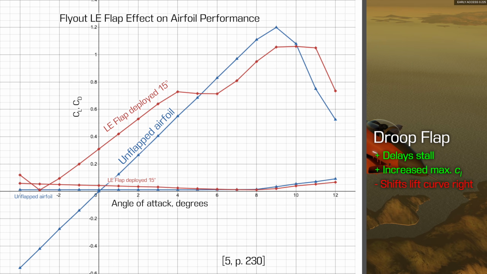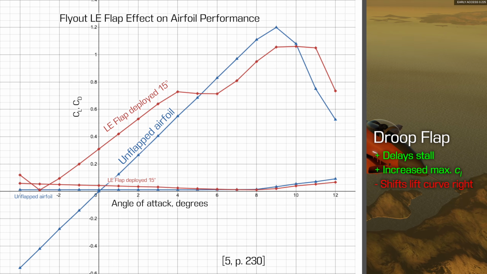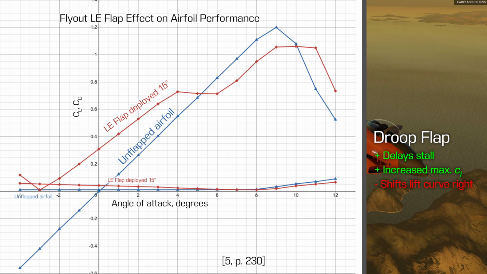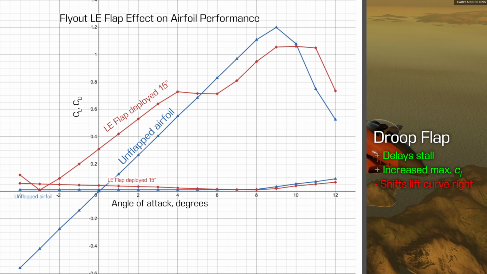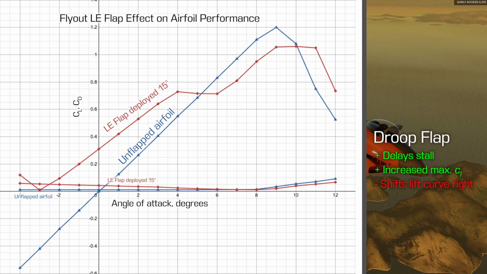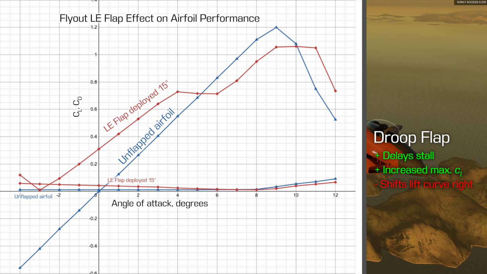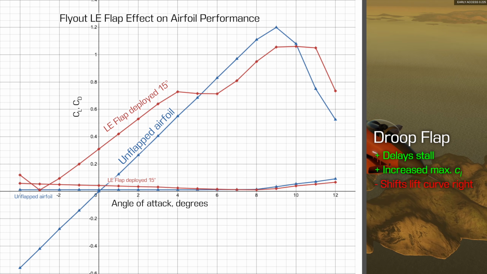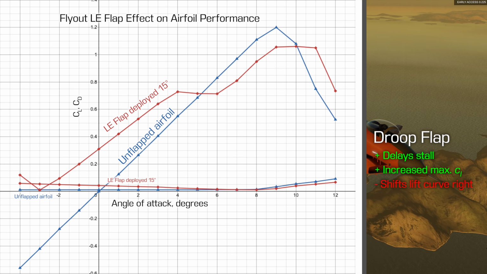In Flyout, droop flaps only seem to lower lift at higher angles of attack when the entire lift curve should be shifted right instead of just the later part of it. Additionally, the maximum lift coefficient is lowered when it should increase. The stall angle should also be increased more. Keep in mind that I only tested a 15-degree deflection, and results may differ for lower or higher deflection values and different flap sizes.